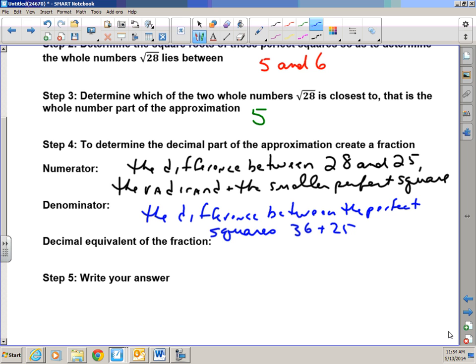So our decimal equivalent of 3/11 is the repeating decimal of 0.27. Okay? So our answer for the rational approximation of the square root of 28 is 5.27 repeating. Now, is that entirely accurate? No. It's a rational approximation. But what's better about it is that it's better than just saying 5, as we would have done yesterday when we just stopped at the whole number.